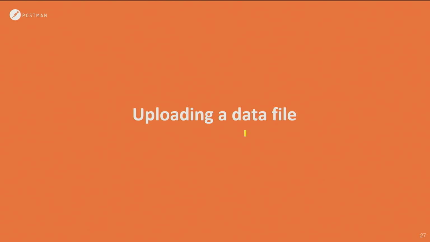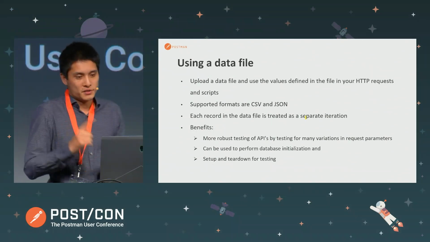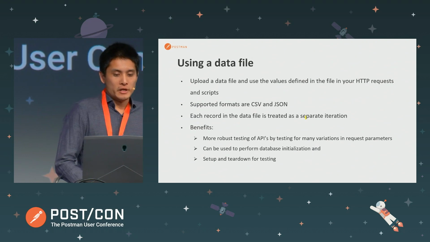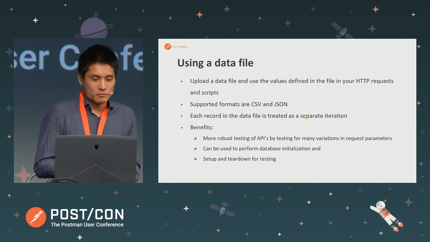Another thing we can do when we run a collection is upload a data file. So you can upload a data file and use the values in that file as part of your requests and your scripts. There are 2 types of files we support, CSV and JSON. Each record in the data file is treated as a separate iteration.